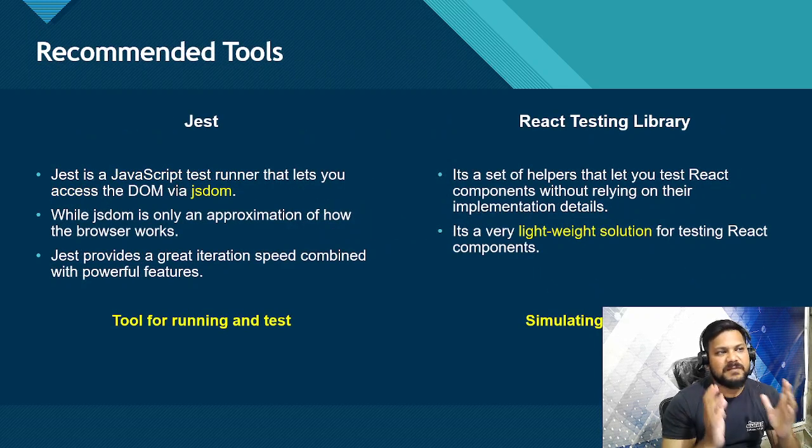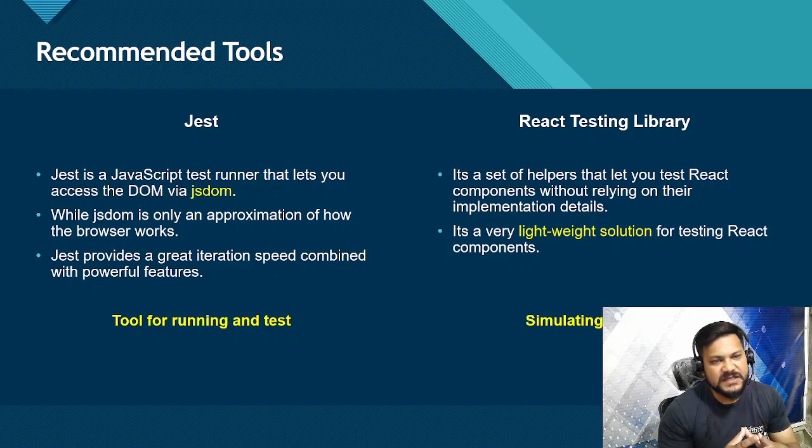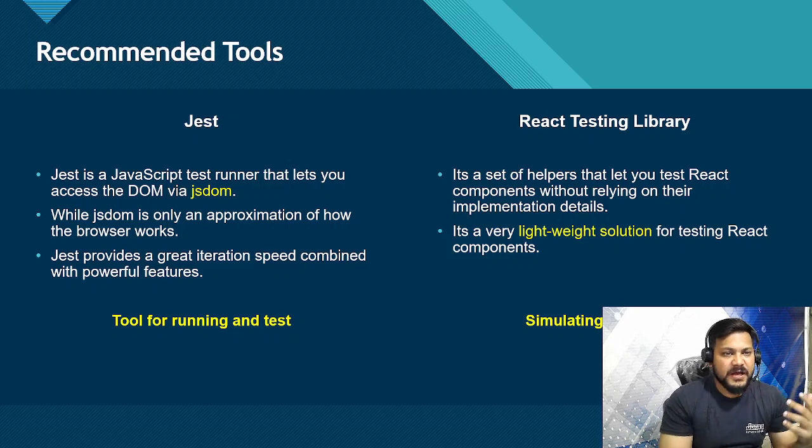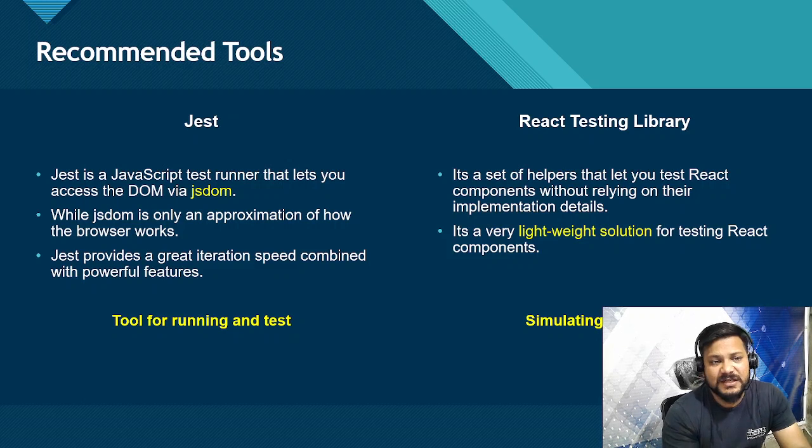So, tools recommendation for testing. React actually recommends Jest. Jest is a JavaScript test runner that lets you access the DOM via JSDOM. And the second one is React Testing Library. It is a set of helpers that let you test React components without relying on their implementation details. So we do not need to rely on the implementation details to test the components, and it is also a very lightweight solution for testing React components.